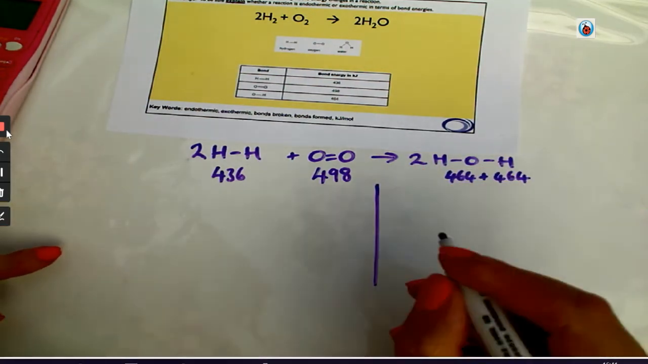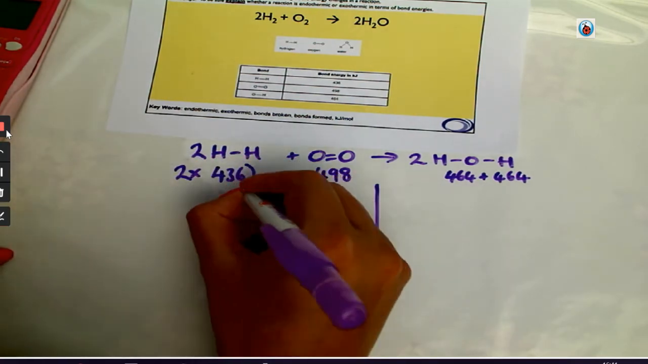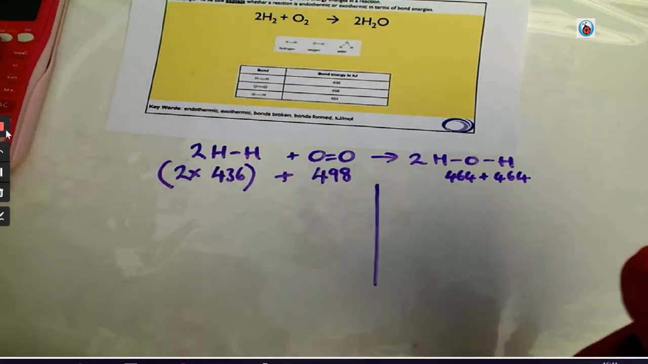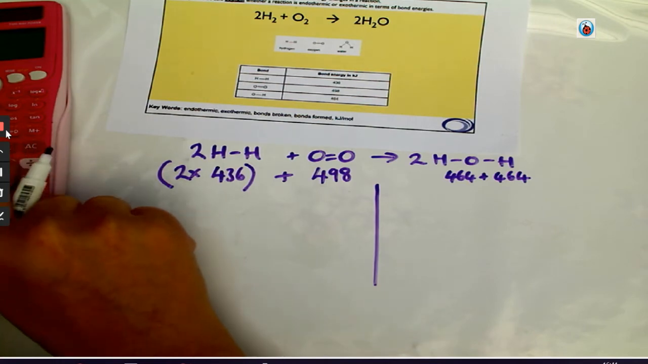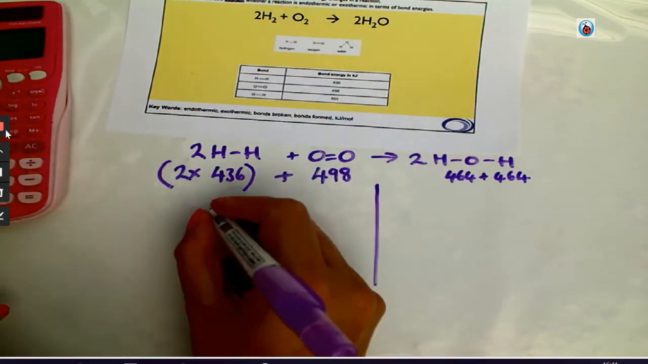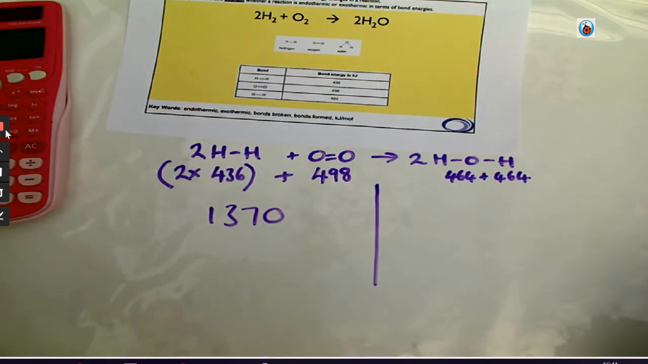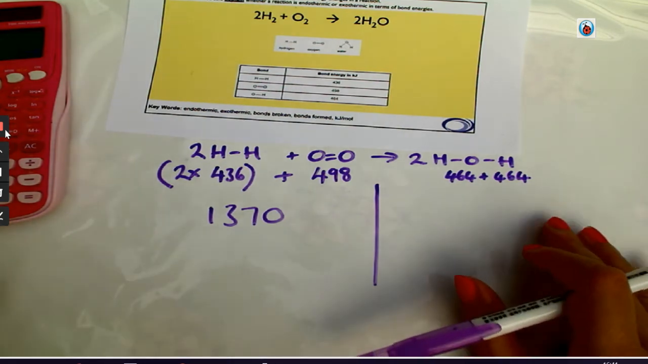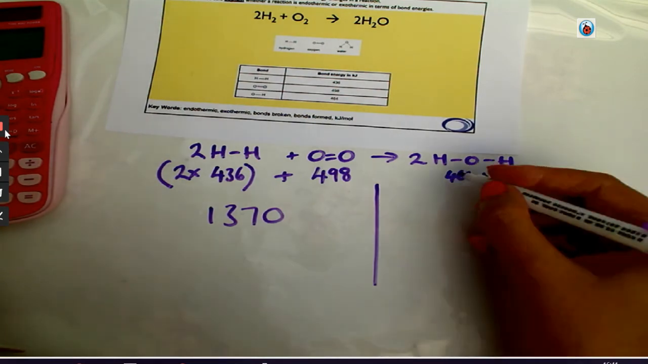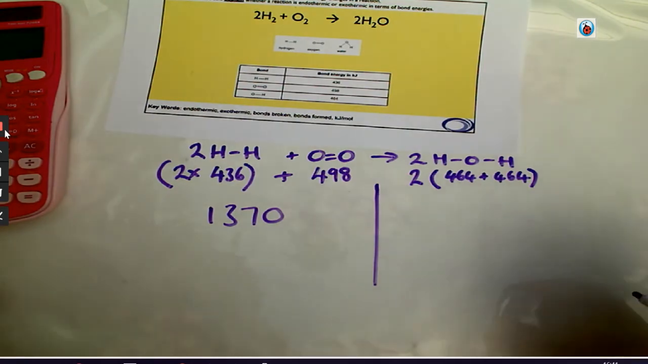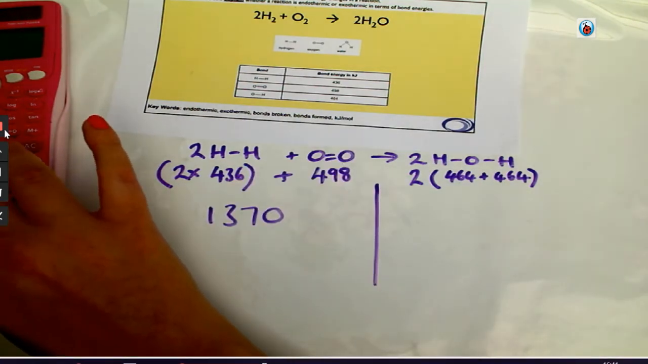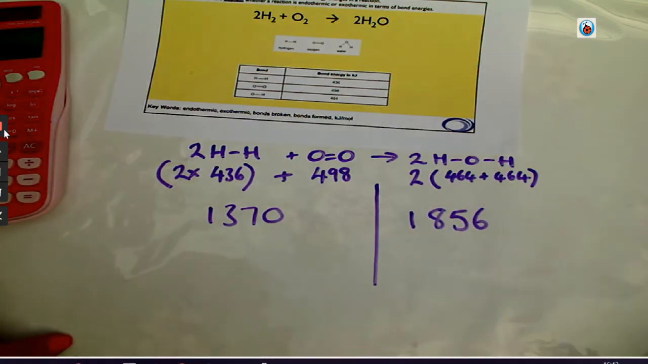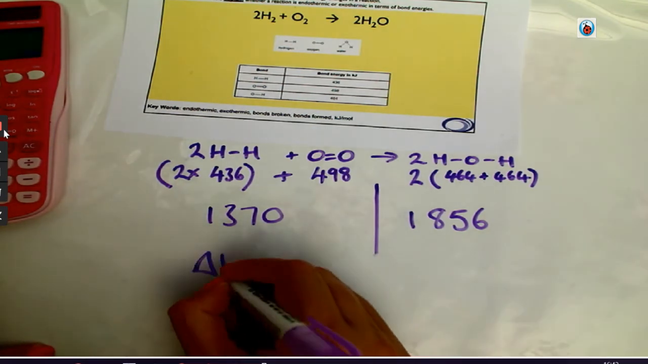So if I look at my reactants first, I've got 2 of that hydrogen to hydrogen bond and 1 oxygen-oxygen bond to break. Now that will take 436 times 2, add 498, 1,370 kilojoules per mole. Now I'm going to form these bonds, and forming bonds releases energy. And I've got 2 bonds in the molecule, and I've got 2 of that molecule. So 464 times by 2 is 1856.